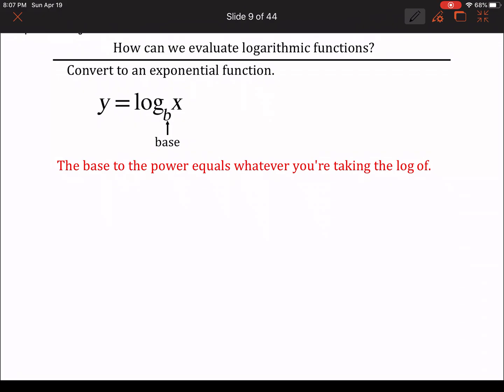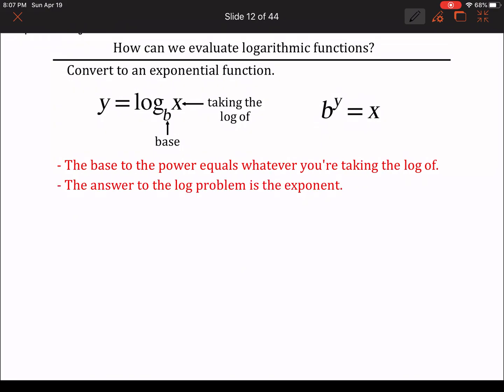So the question is, what is our base? In this case, our base is b. And the base in our log function and the base in our exponential function are the same, so it's going to become your b. The base to the power equals whatever you're taking the log of. We're taking the log of x, so we have to say equals x. But we have to raise b to something. That's the whole point of an exponential function: you have to put a variable up there on b. The answer to the log problem is the exponent. Here our answer is y, because it says equals y. That's why y is our exponent.